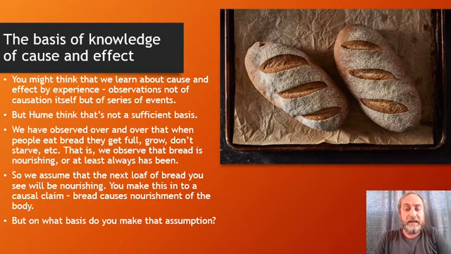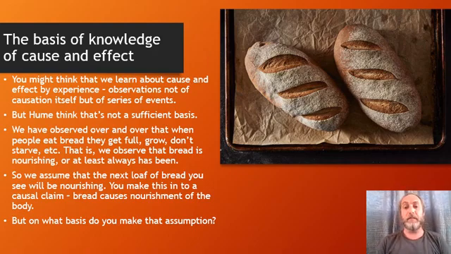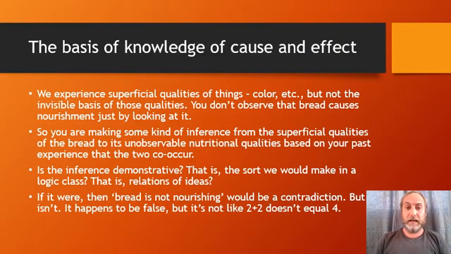So does that justify us in believing the claim that bread causes nourishment, always and for all time, or that all bread is nourishing? Just because we've observed these things in the past, is this the same as observing a general causal relationship? And Hume says no. Again, you don't observe the causation. You observe the superficial qualities of things.